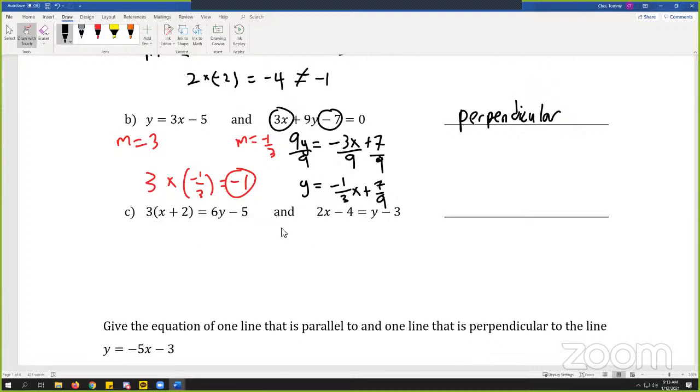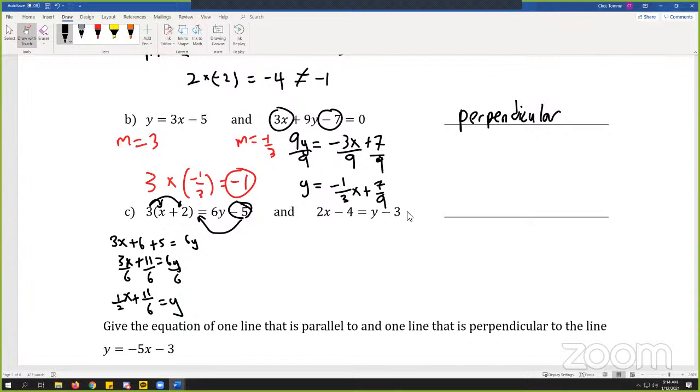And the last one here, we don't like these equations like this. When we're solving for the slope, we want it in slope y-intercept form. So we want to be able to solve for it. So multiplying this out and moving the -5 to the other side, we should get 3x plus 6 plus 5 equals 6y. That gives us 3x plus 11 equals 6y. And dividing everything by 6 will give us 1 over 2x plus 11 over 6 equals y.